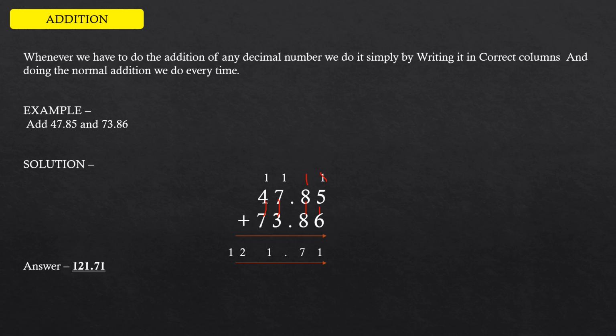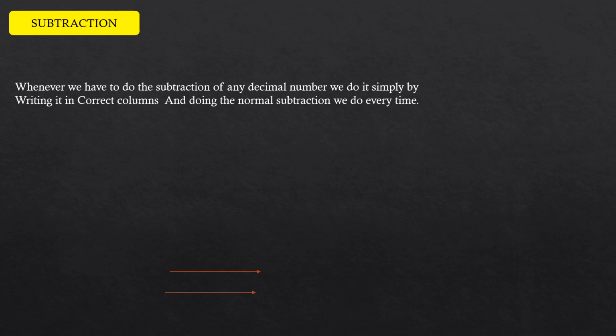This is how you have to do the addition. Now let's learn about subtraction. Whenever we have to do the subtraction of any decimal numbers, we do it by simply writing them in the correct columns and doing the normal subtraction we do every time. So this is just like addition, but you have to do it in the way of subtraction, whether it is with borrow or without borrow. So let's see our example. Subtract 74.22 from 96.53.